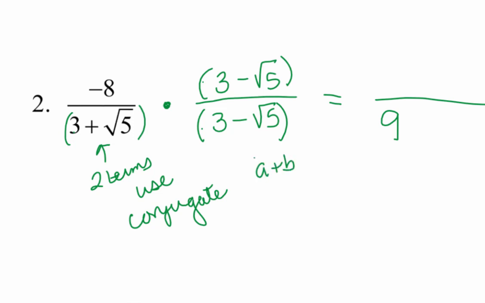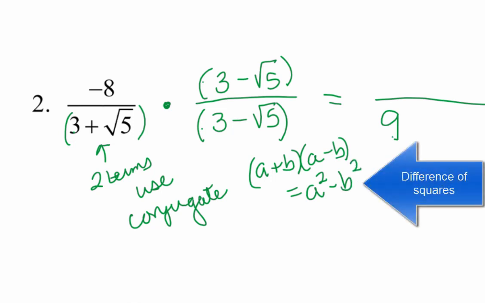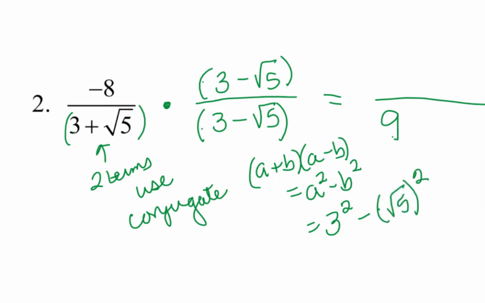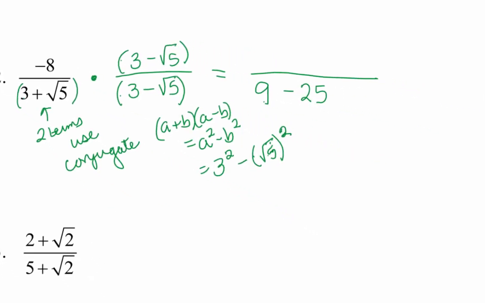Just a reminder, when we multiply those two, we get difference of squares, right? So I can square the 3. So 3 squared minus square root of 5 squared. And what's the square root of 5 squared? Square root of 25, which is 5, right? Remember, these undo each other? So I get 9 minus 5. See what we did there? Kind of saved us some time, right?